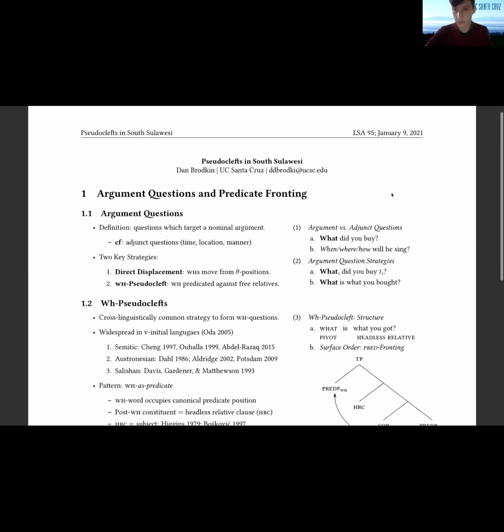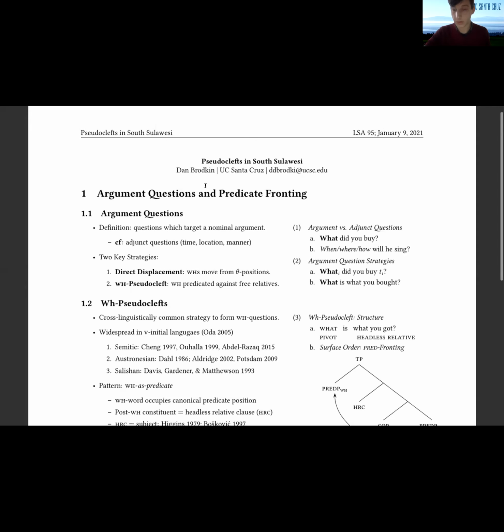An argument question, to define this term, is a question which targets a nominal argument, something like, what did you buy? We can contrast this with an adjunct question like, how did you buy it, or where did you buy it? There are two common strategies to form argument questions that recur cross-linguistically. One, which we classically call WH movement, I'll be referring to as direct displacement.